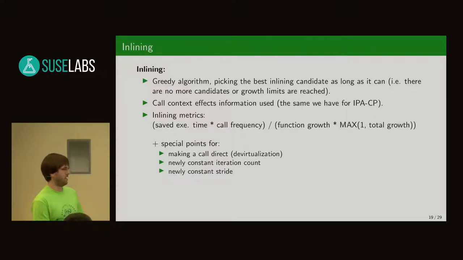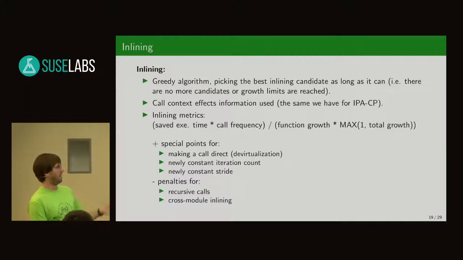That is one, plus some special points for making a call direct, which I already said was important, a new constant iteration count, or a new constant stride discovered. We talked about that. And there are some penalties for recursive calls because they are not that useful, and cross-module inlining because we believe that people put into the same modules things that relate to each other. But that's really it. It's a simple greedy algorithm.